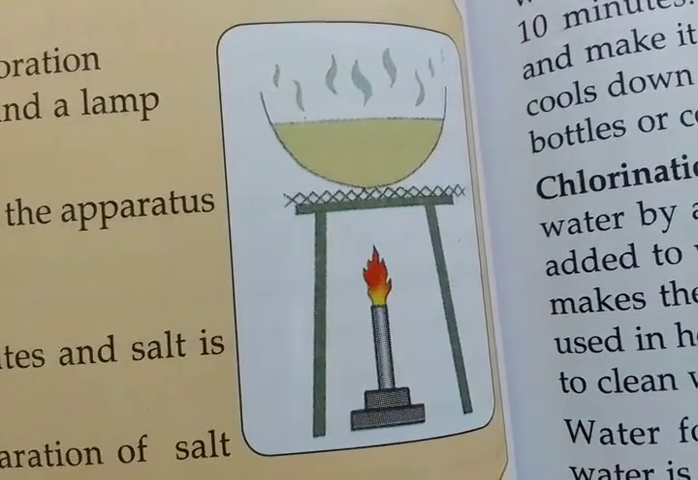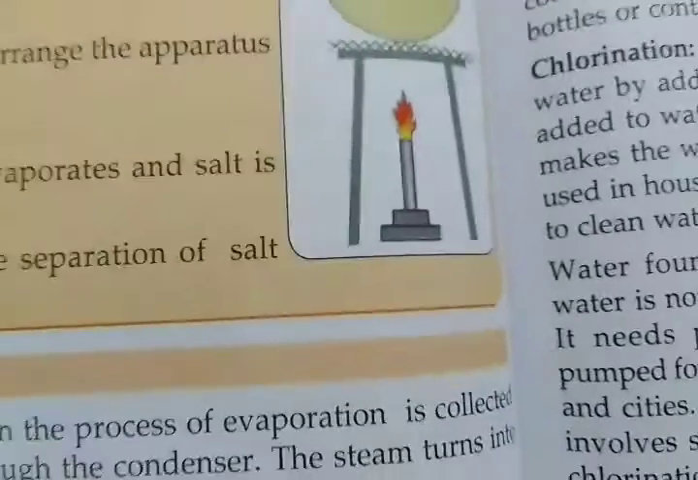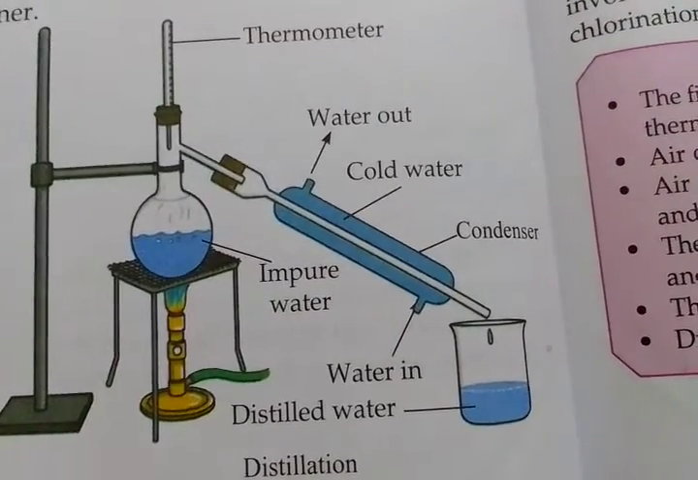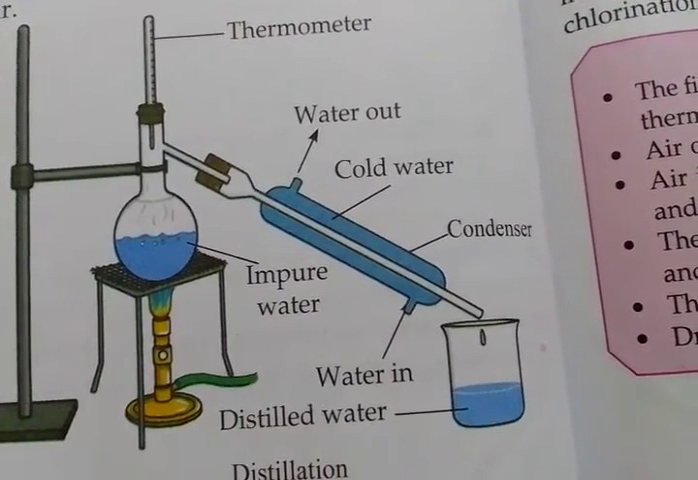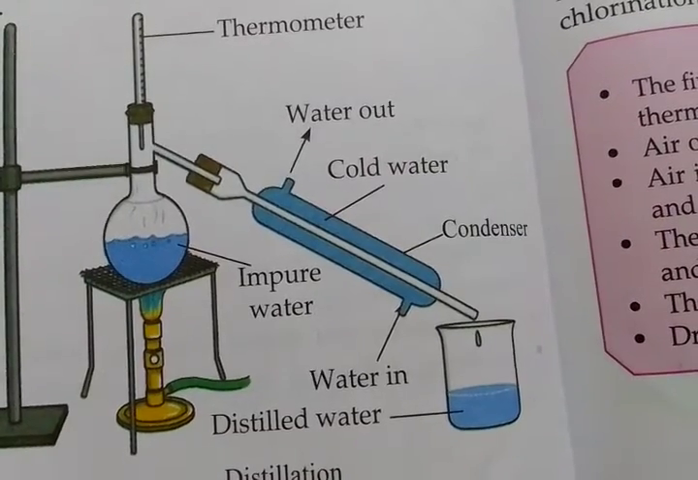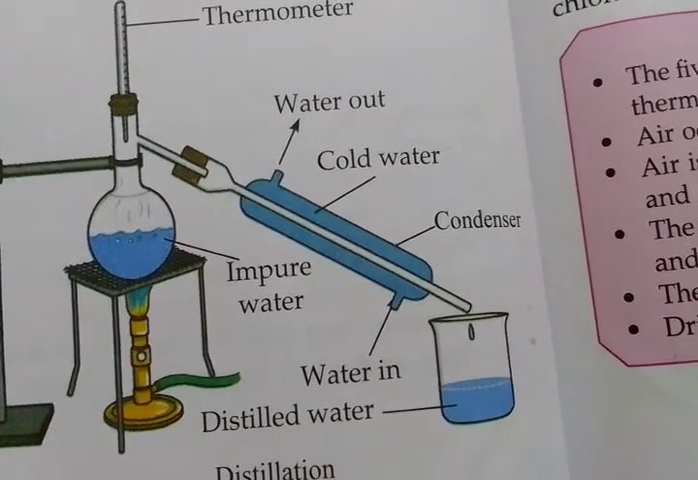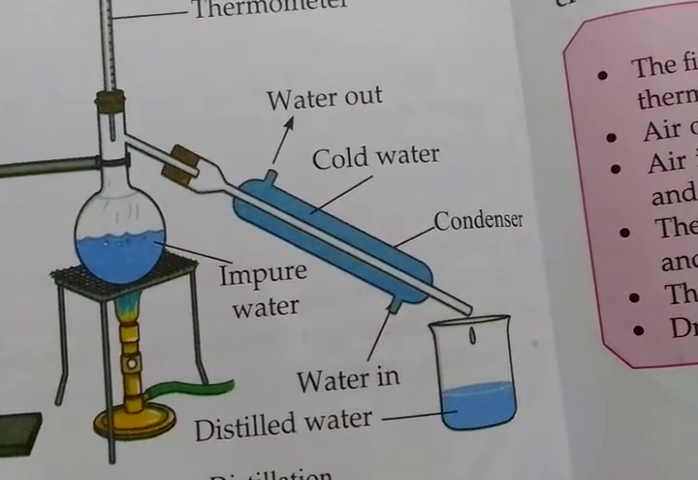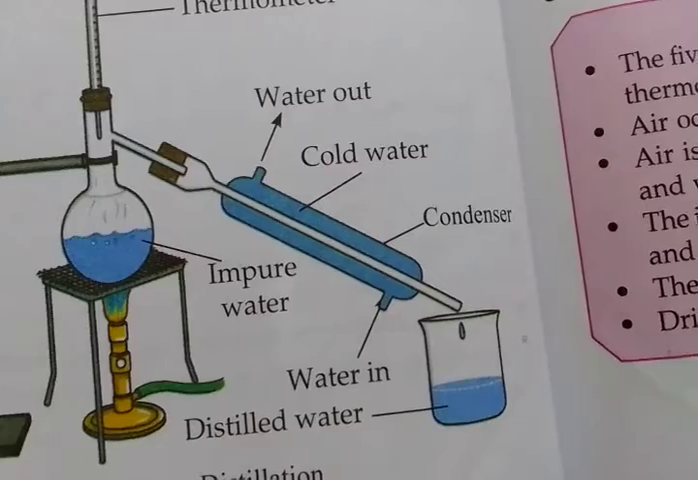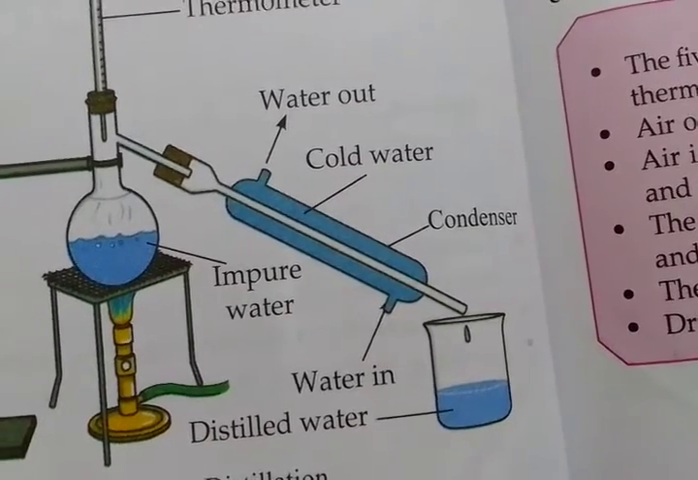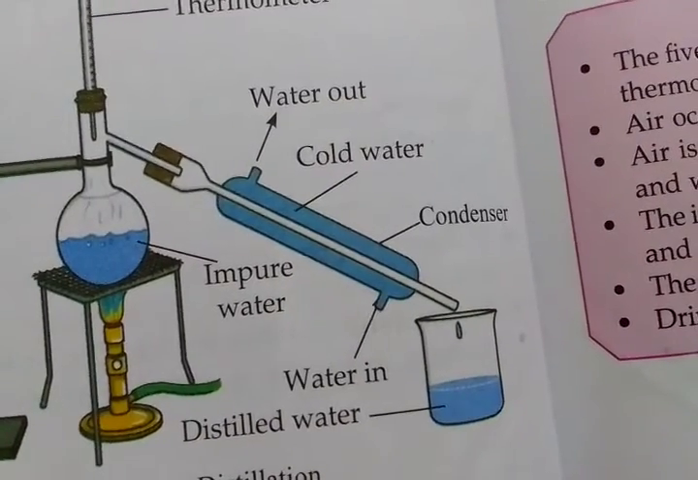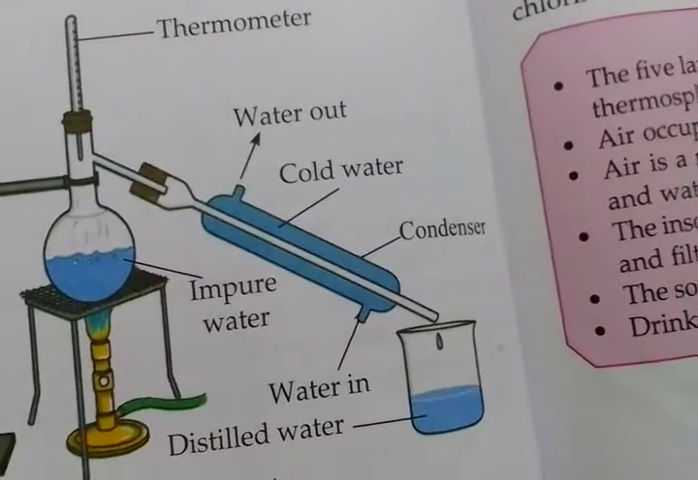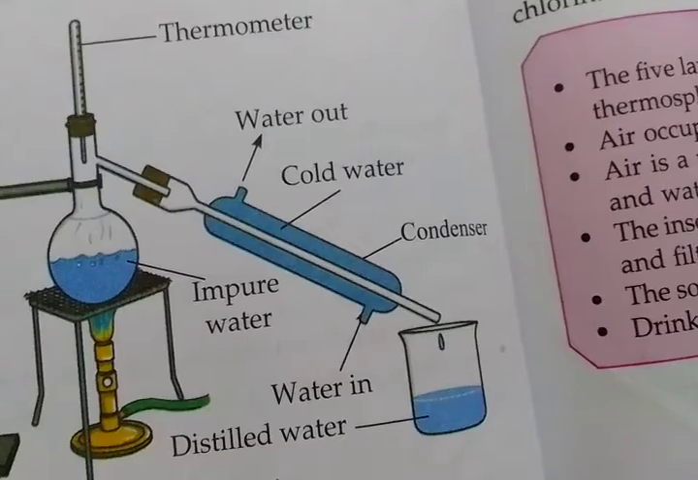Next process is distillation. In this process, the water that evaporates in the process of evaporation is collected in the form of steam and then passed through the condenser. The steam turns into liquid and gets collected in a container. And the water collected by distillation is the purest form of water. And so it is called distilled water.